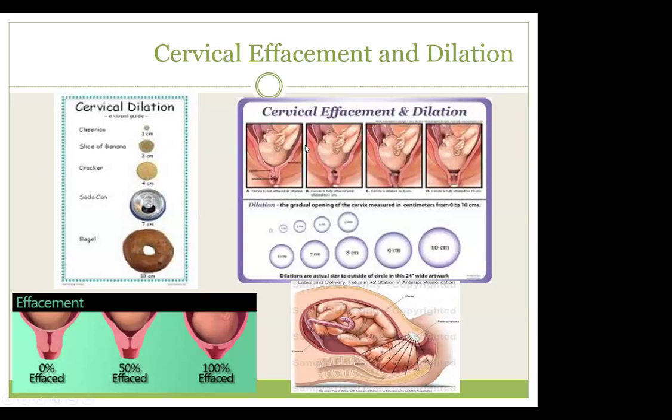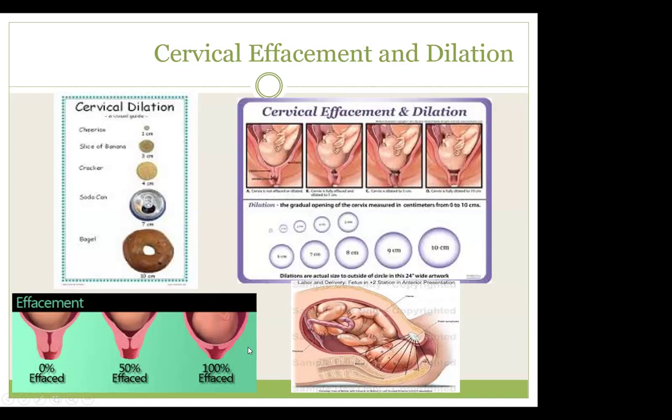Dilation, and here are some pictures for you to look at, which give you an indication of 1 to 10 centimeters. 10 centimeters is considered completely dilated and the baby's head is ready to be delivered. 1 centimeter is like a Cheerio. 3 is like a slice of banana. 4 is like your Ritz cracker. 7 is a soda can, and a normal sized bagel is 10 centimeters dilated.